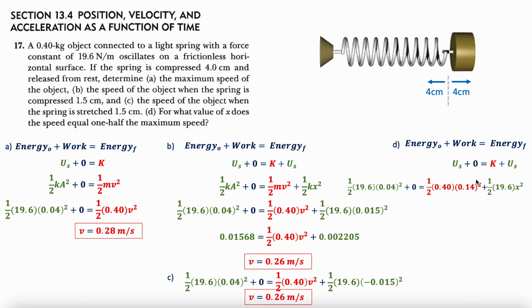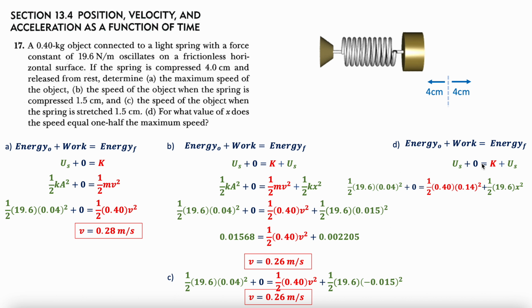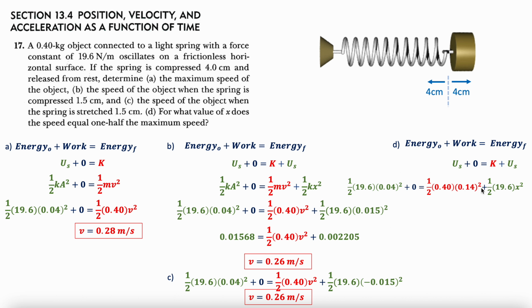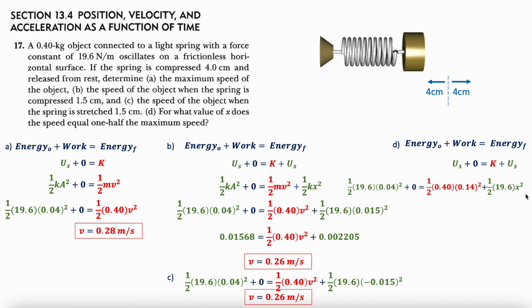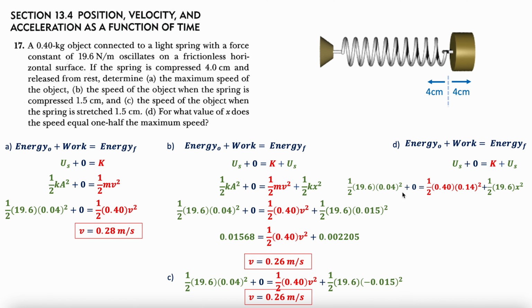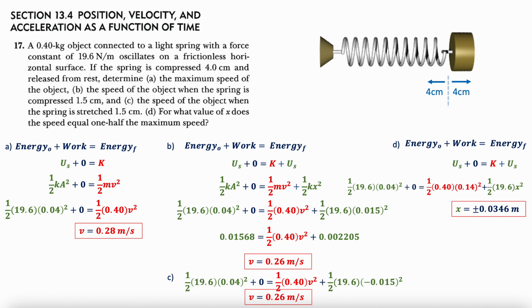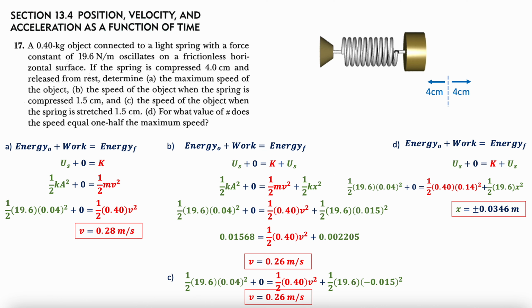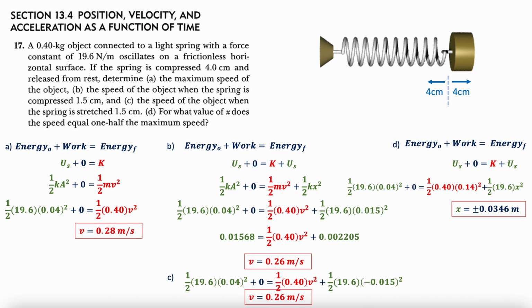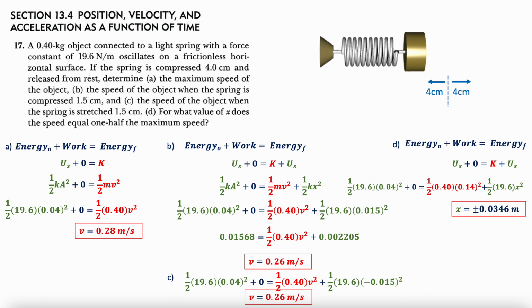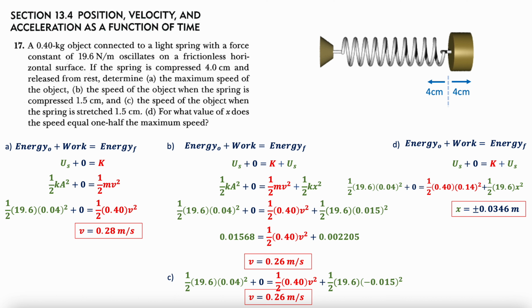That gives us the 0.14 meters per second here for the kinetic energy, 1/2 mv squared, plus 1/2 kx squared equals the total energy. And if you solve this mathematically, you'll discover that when the x position is equal to 3.46 centimeters, or 0.0346 meters, this equation becomes true.